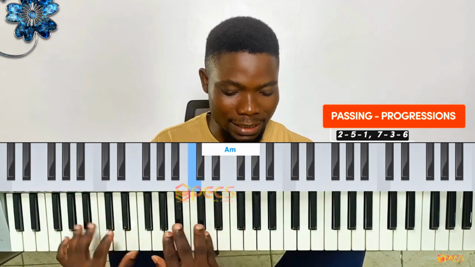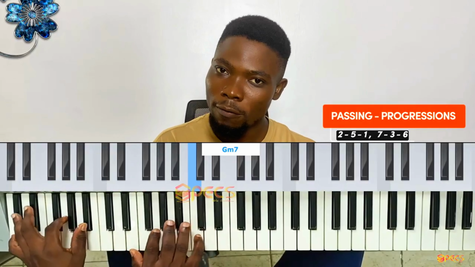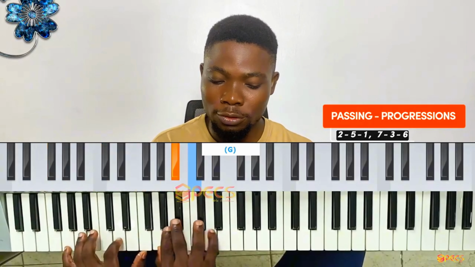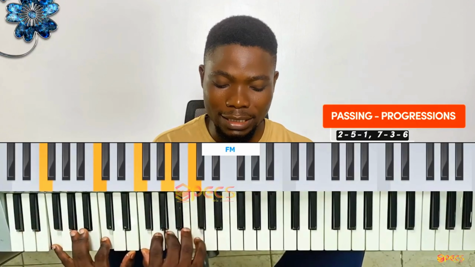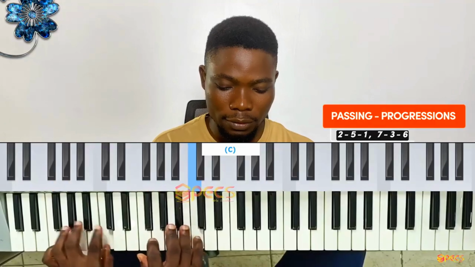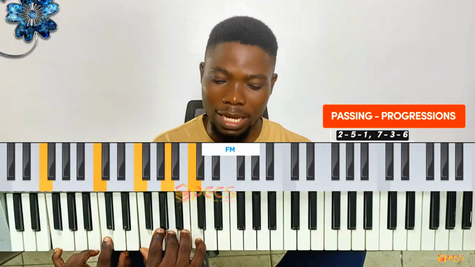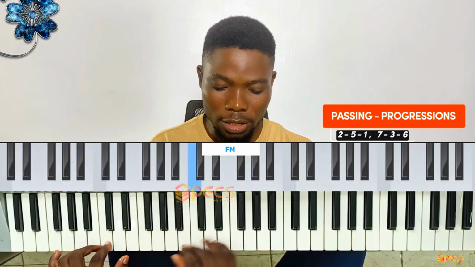I can still continue. Let's say I'm going to chord 4. I can do again 2, 5, 1. You see, I did 2, 5, 1. The reason is that I know that chord 4 is a major. Look at this on the key of F. Your 2, your 5, and 1. Did you see that now? Because I knew that F is a major chord.